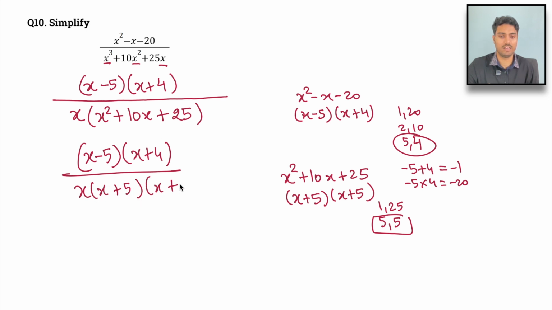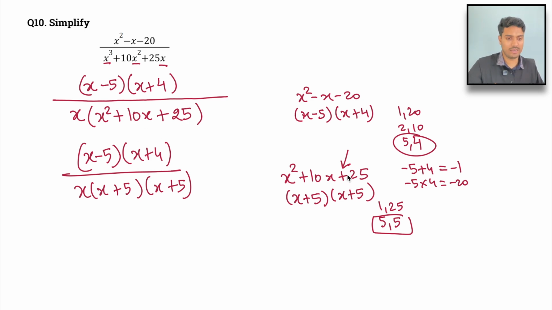I think there's some error in the question. This should be negative 25 or this should be negative 10. Let me check. There's nothing common, so it says simplify, but we cannot cancel out anything.